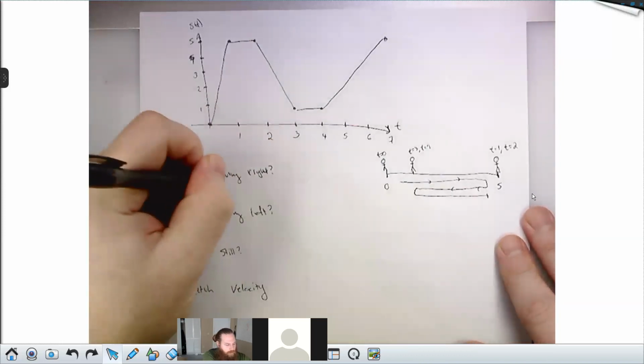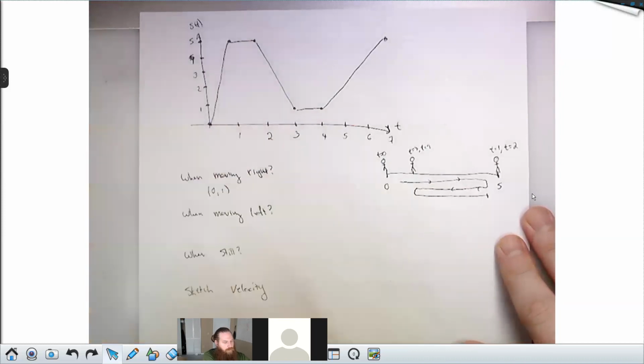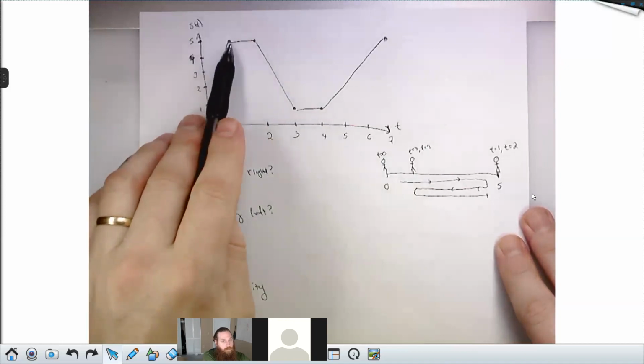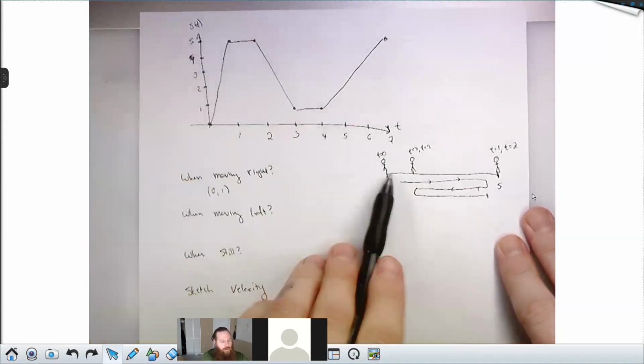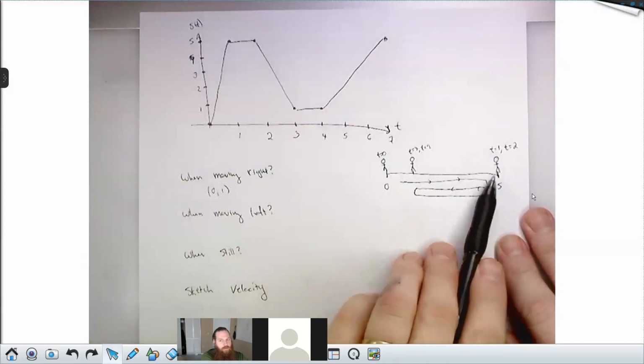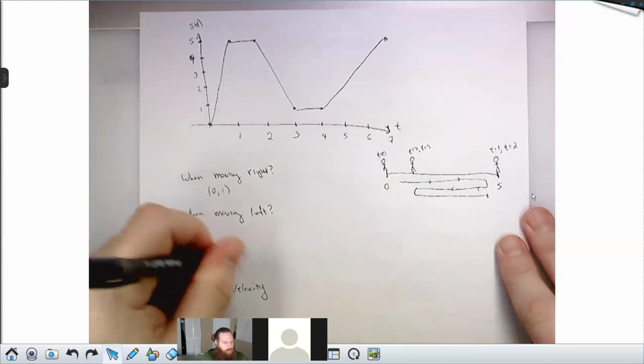So certainly from 0 to 1, we are moving to the right. From time t equals 1 to t equals 2, we're holding still, right? We ran out to the right, and then we just sit here for a second. So we're holding still from 1 to 2.